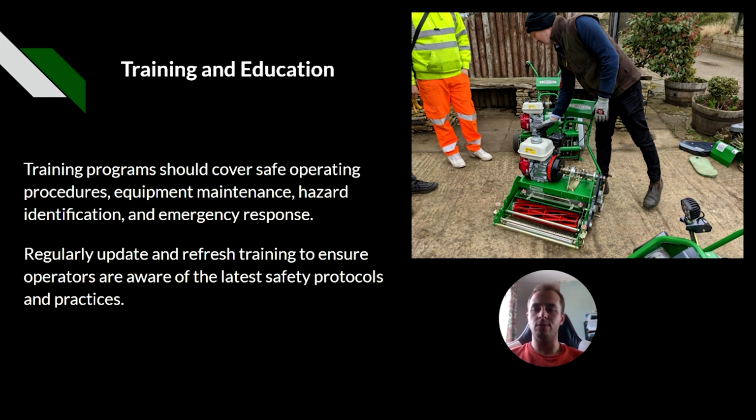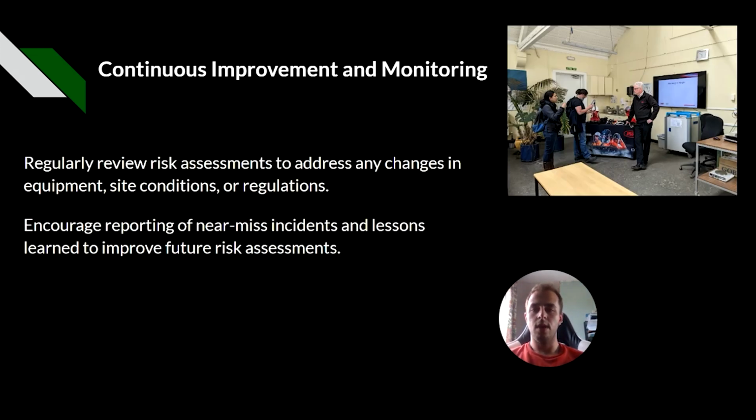Education and training, again, we come back to this one. Training programs should cover all safe operating procedures, equipment maintenance, hazard identification, and emergency responses. This includes having people standing waiting for the ambulance and being aware of the person that's using the machine. Have they got a mobile phone on them? Are they working alone? Those sort of things. Regularly updating and refreshing training courses are important. These ensure that operators are aware of the latest safety protocols and practices.